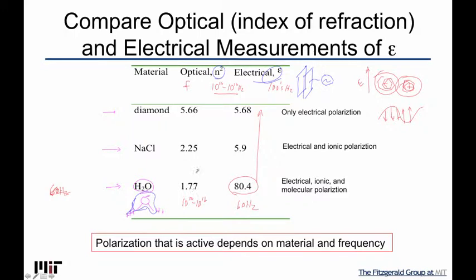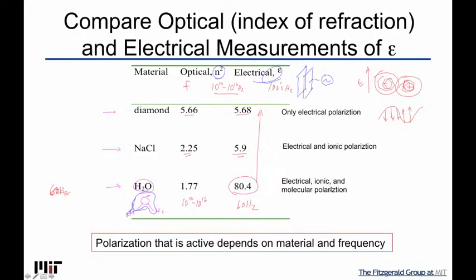In the case of sodium chloride, right, when I'm at a relatively low frequency, I see a higher dielectric constant than the higher frequency case of optics. However, it's not as big a difference as in the water case. And then finally, when I look at diamond, there's almost no difference between the optical and the electrical measurement, right?